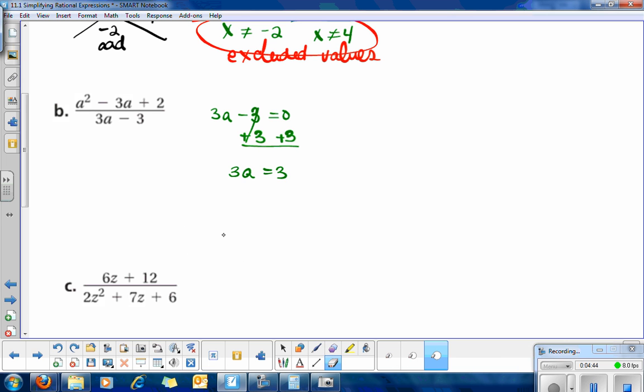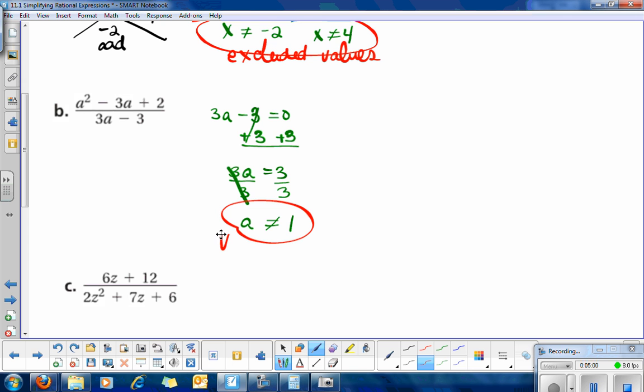3a is equal to 3. Divide by 3 on both sides. And yeah, I know, you could tell me that a is not equal to 1. So there's your excluded value. Okay, so a cannot be equal to 1.